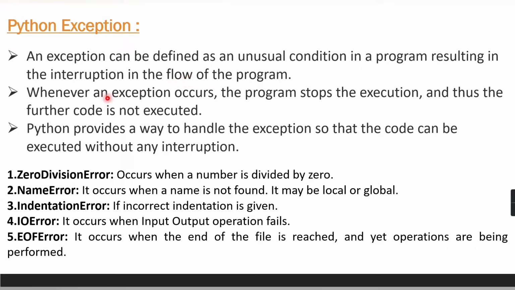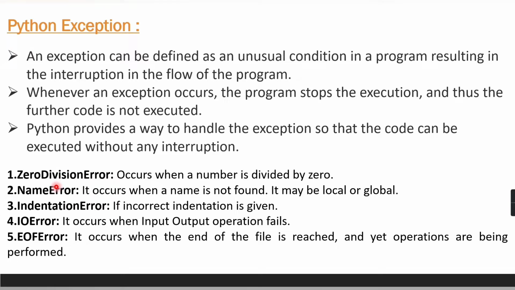is called an exception. So whenever an exception occurs, the program stops the execution and thus the further code is not executed. Python provides a way to handle the exception so that the code can be executed without any interruption. So basically when in your program there is some issue or something is behaving incorrectly, then the exception occurs. There are different types of built-in exceptions in Python.